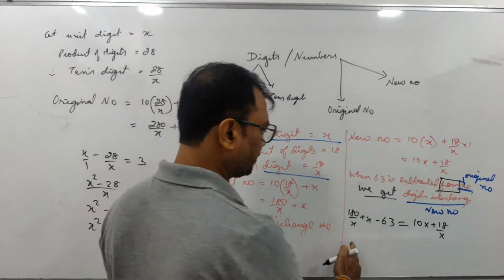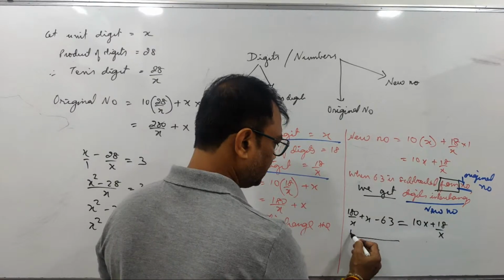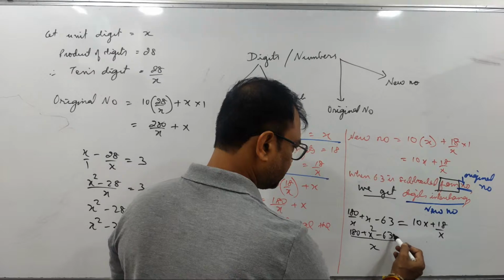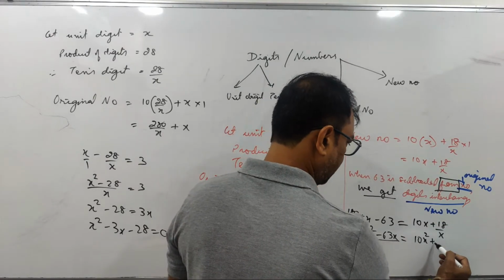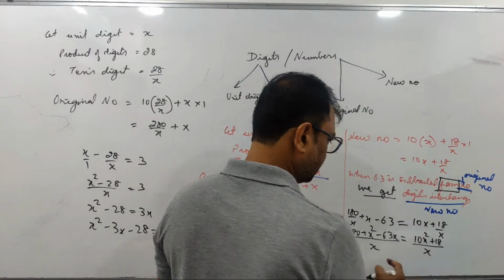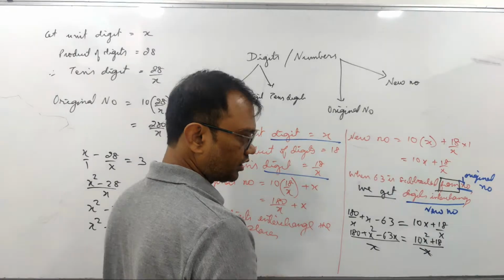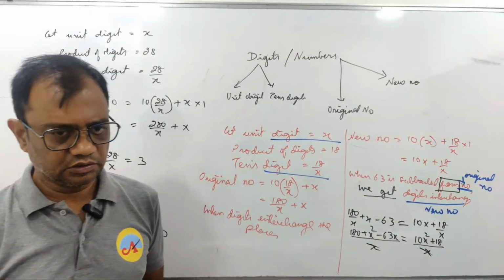So how will you make the equation? Take the LCM as x. So it becomes 180 plus x square minus 63x, and this becomes 10x square plus 18 upon x. This x goes in multiplication, so x gets cut. Now you take the like terms on one side and solve the equation. Okay.